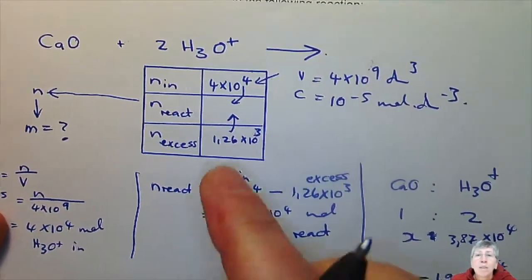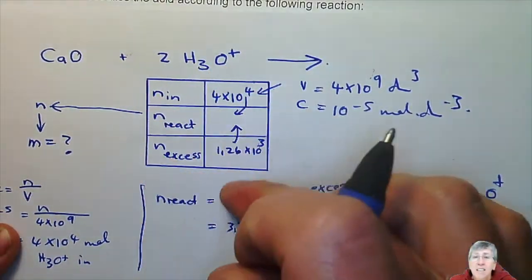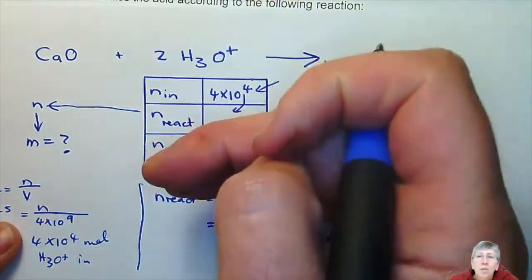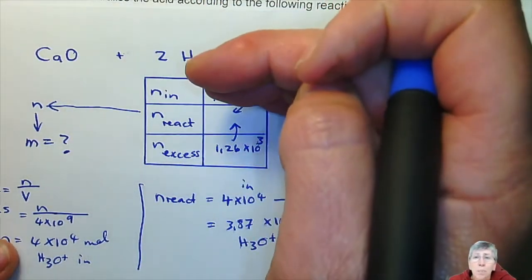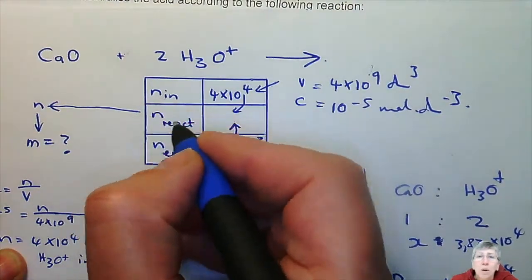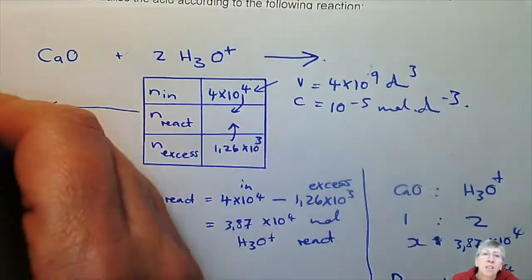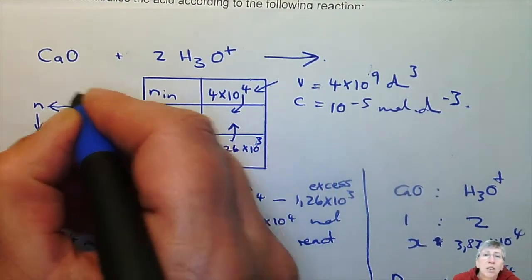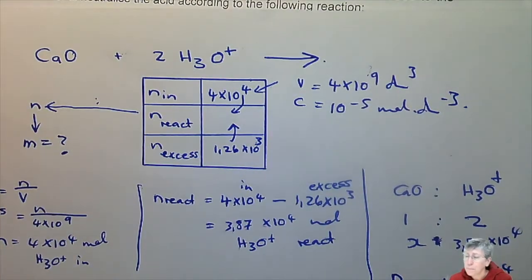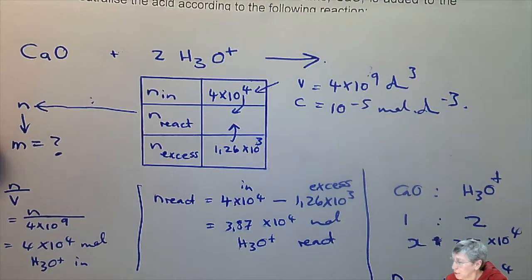Right, so the moment that you see something is in excess, be aware that you will need to subtract the excess from what you put in order to get the number of moles that reacted, so that that can give you, with the ratio, the number of moles of the calcium oxide. So guys, that was the first question.